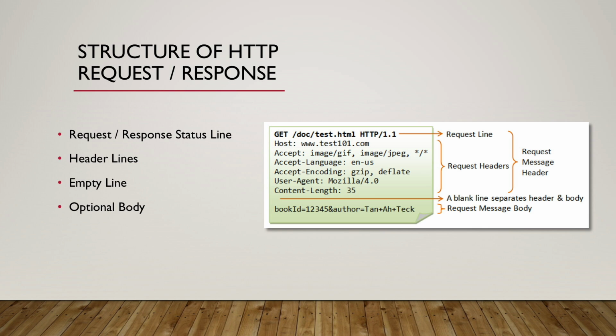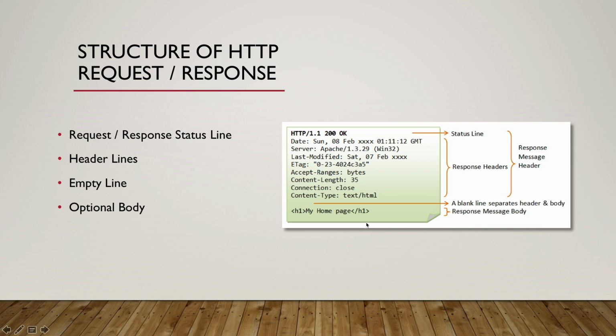Now, it just so happens that the exact same structure is used for a response. So let's take a look at a response. The first line is called the status line instead of the request line, and basically it identifies its protocol. It includes an HTTP status code, which we already know, and then a text that describes what that code is.